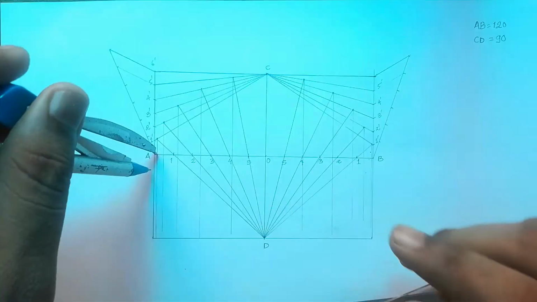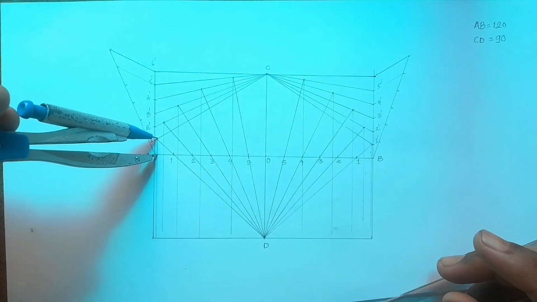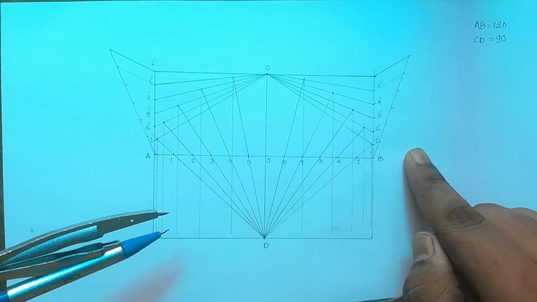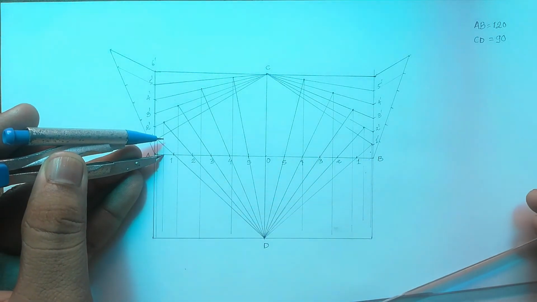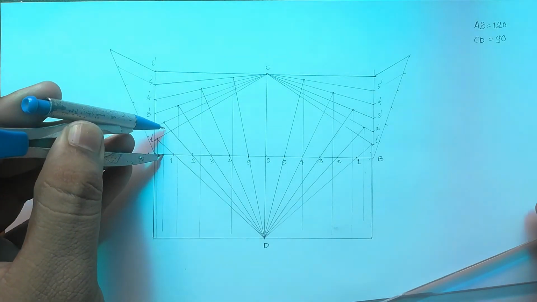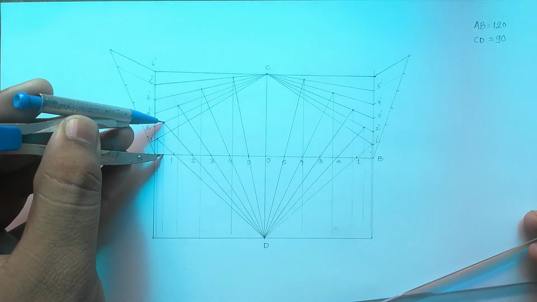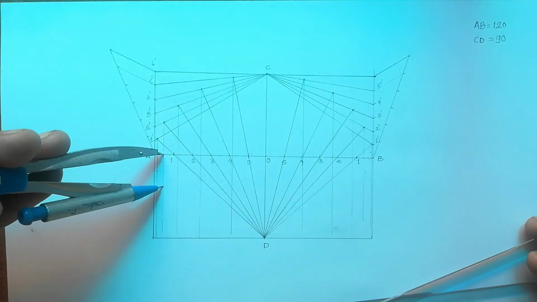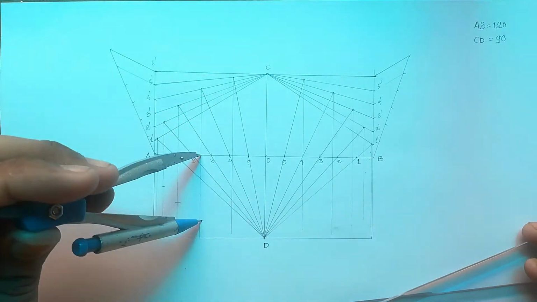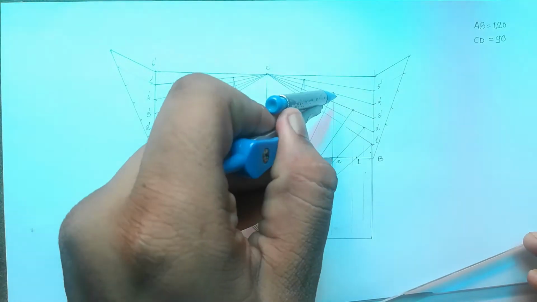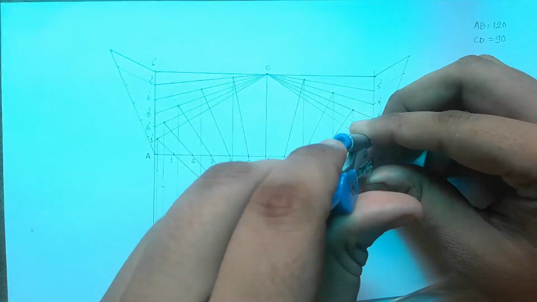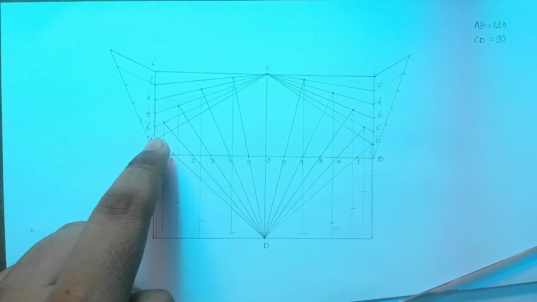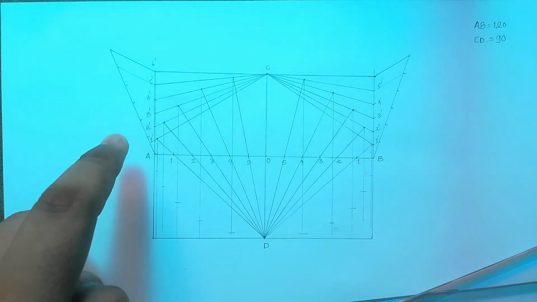So I will put the distance that is available on the upside and mark that distance at the downward side. I will repeat the step for all the points. Once again, I will take the distance from the major axis to that point available on the ellipse and mark the same point at the downside. So I have copied all the points available above the major axis to below the major axis.